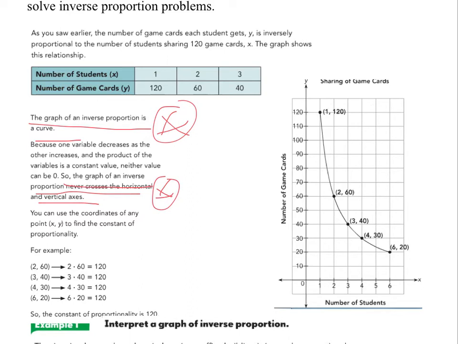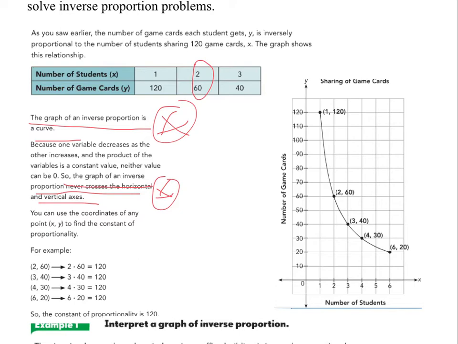All right, you can use the coordinates of any point, x, y, to find the constant of proportionality. For example, we had 2, 60. If you look back up at your graph here, 2 and 60, 2 times 60 is 120. So we have 2 students to 60 game cards, and then we have 3 students to 40 game cards, and then we have 4 students to 30 game cards, and we have 6 students, each one gets 20 game cards. And we started at 1 to 120.